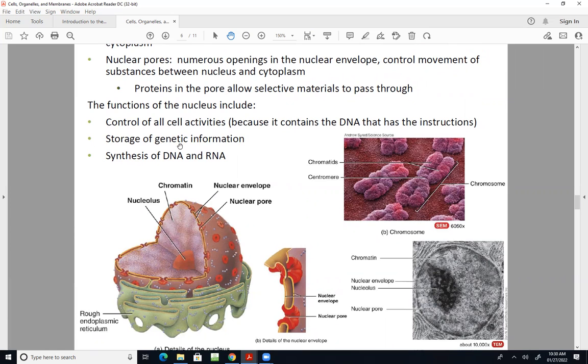We store our DNA and other genetic information in our nucleus, and we synthesize more DNA, and as I've already said, RNA in the nucleus. So those are kind of the three major things.